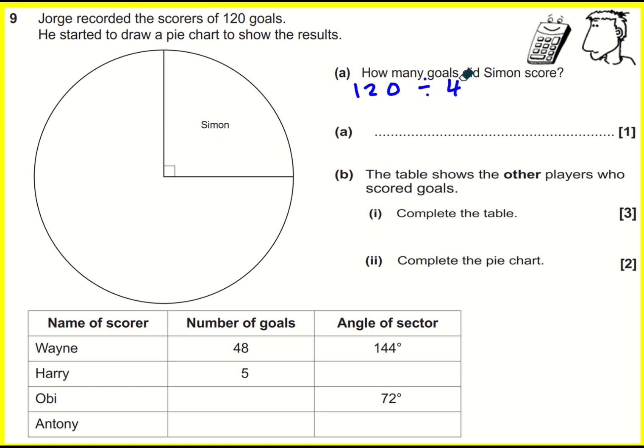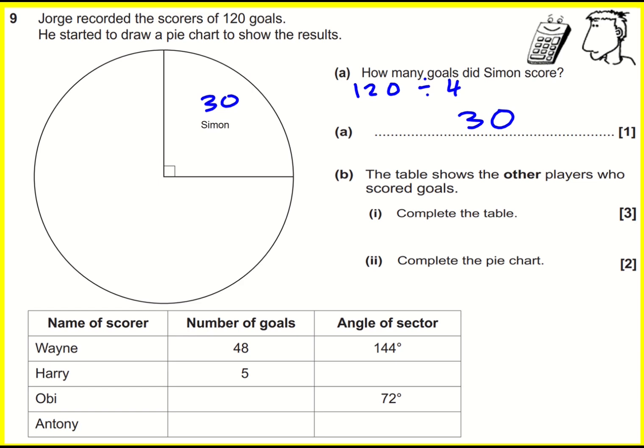And that is the same as dividing by 4, because you can see that you could split the pie chart into 4. So if you want to work out this bit, we need to divide 120 by 4. And that gives 30. So this is worth 30 goals. I'm just going to write that on there.